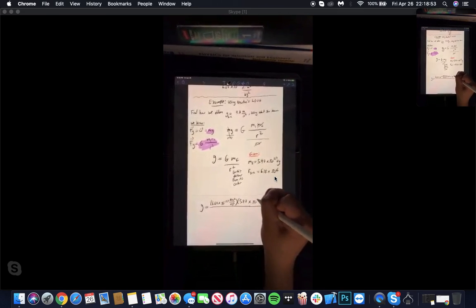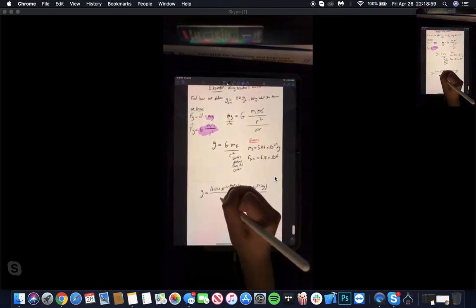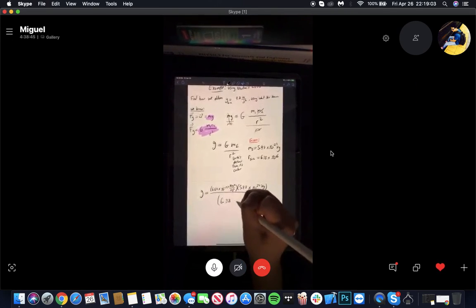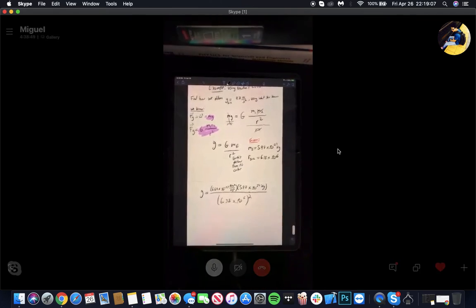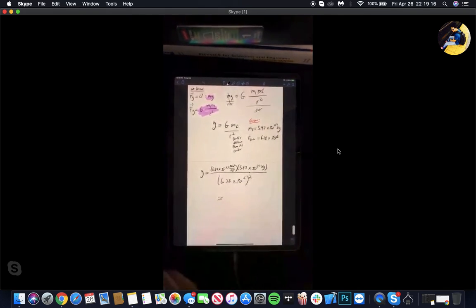The mass of the Earth is 5.97 times 10 to the 24th power kilograms. And the radius of the Earth is 6.38 times 10 to the 6th power, squared. After you plug this into the calculator, it'll be 10 to the 12th on the bottom.